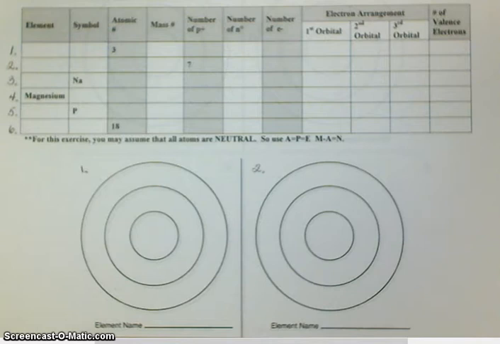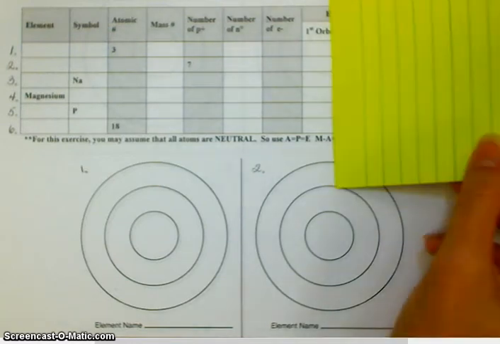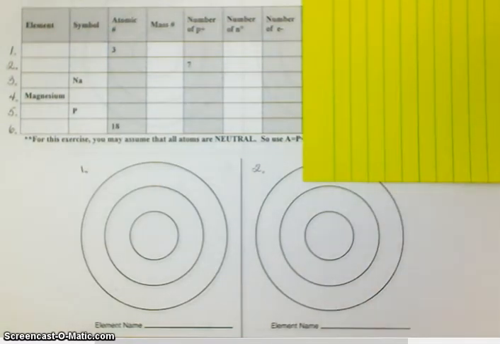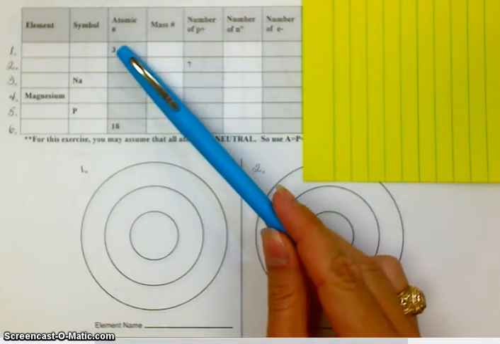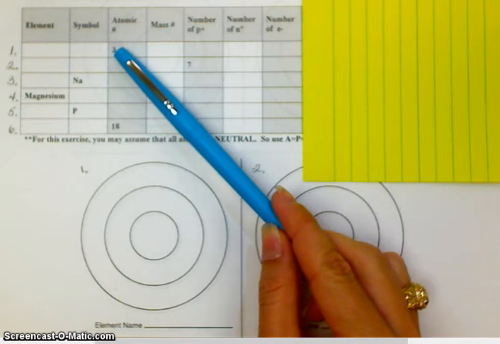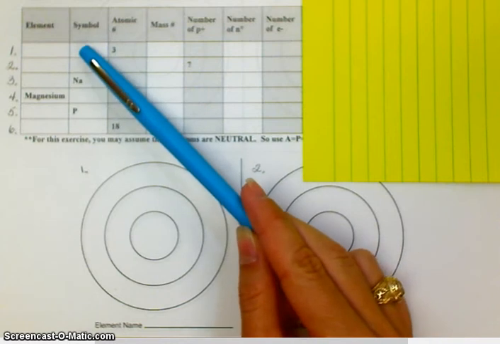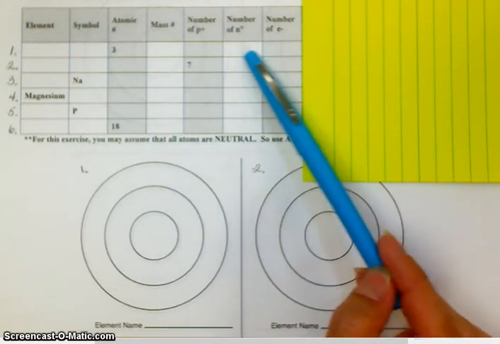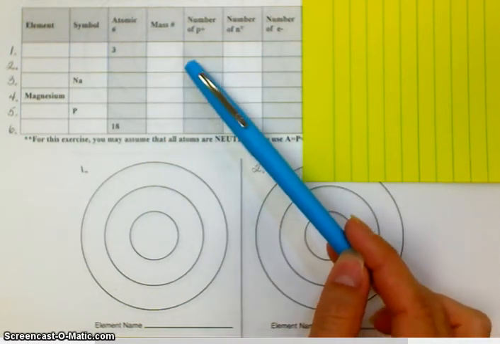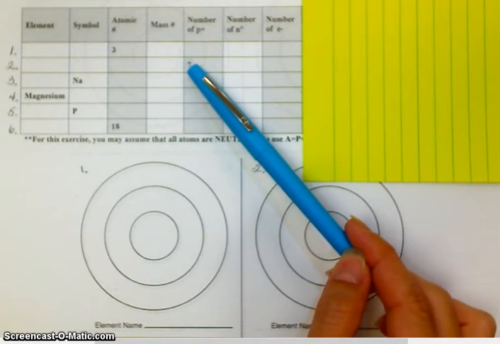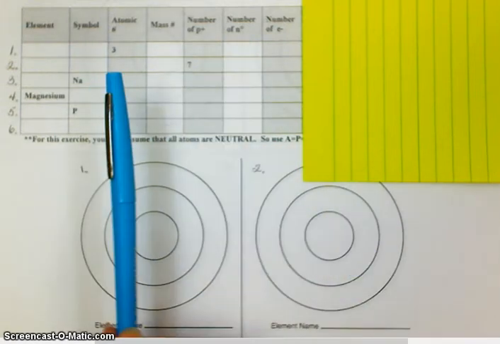And for right now, what I want you to do is just worry about this part of the table, okay? Using your periodic table, if I have this clue, atomic number of 3, then I go to my periodic table and I know that lithium is atomic number 3. So I'm going to put Li and lithium, and then I'm going to fill in the rest of the information. If I have this clue, the number of protons is 7, then I look and I notice that that is nitrogen. Fill in the rest of the table.